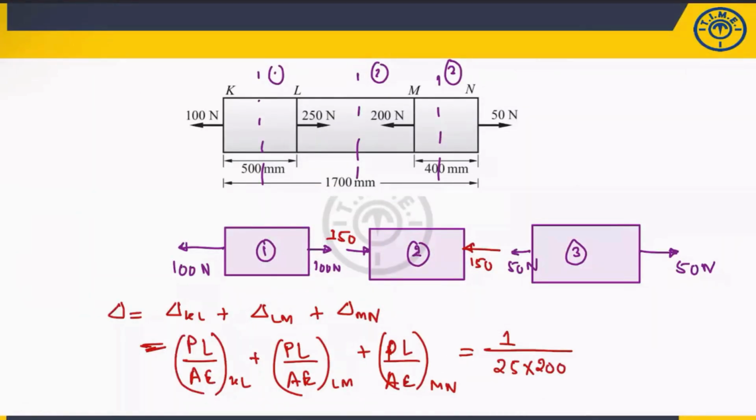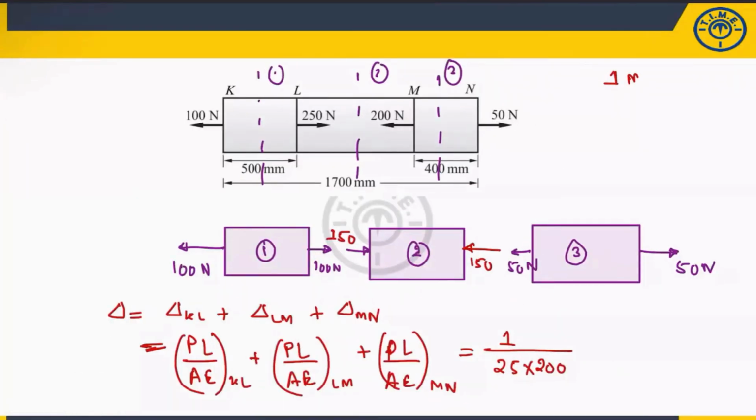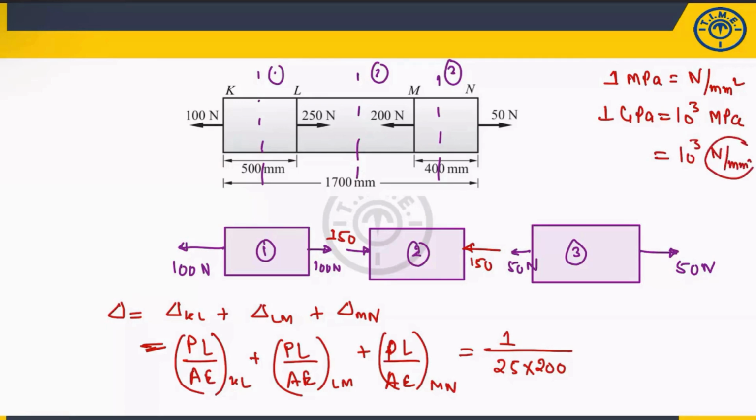Again, one more thing. This is given in gigapascal. You know that 1 megapascal is Newton per millimeter square. What is 1 gigapascal? 1 gigapascal is 10 to the power of 3 megapascal, or you can write 10 to the power of 3 Newton per millimeter square. So if you are taking Newton per millimeter square or megapascal, try to convert this gigapascal also in megapascal. Don't make this mistake, otherwise you will end up with the wrong answer.